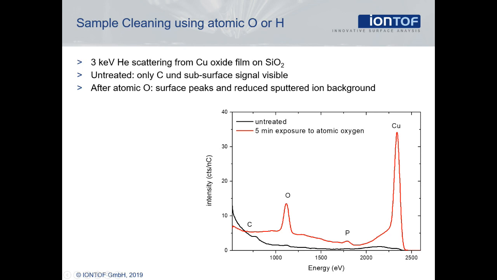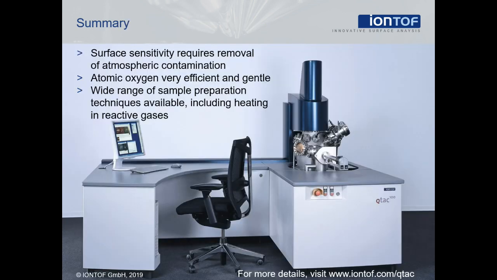Sample preparation is a natural part of working with LEIS, as the ultimate surface sensitivity requires the analyst to bring the surface into the relevant state. This includes the removal of atmospheric contamination, but also the preparation of the surface to represent the surface of interest under practical conditions. For this, the QTAC 100 has a wide range of options which can be attached to the pre-chamber. The atomic oxygen source is almost always installed, as it is applicable to a large fraction of samples.